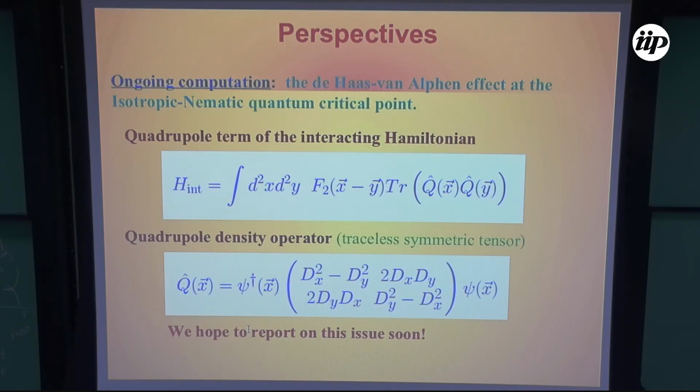The point is, this is working, and what we are trying to do is to approach the isotropic nematic quantum critical point. We are trying to compute quantum oscillations at that phase transition. To do that, we need to plug in a more complex interacting Hamiltonian. Q is the nematic order parameter, so this is typically the interacting part of the Hamiltonian of two quadrupoles.